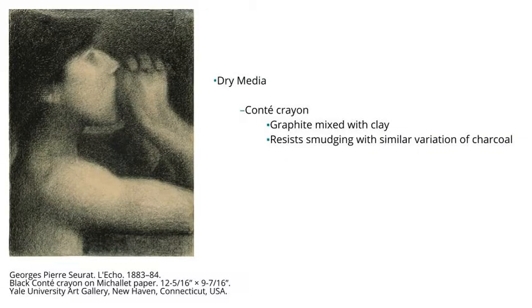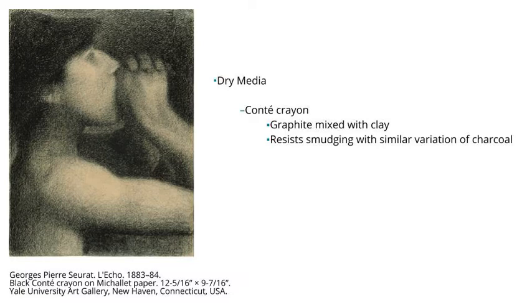Now looking at something that is similar to charcoal, but different. This is Conte crayon. It's basically graphite mixed with clay, and it feels like a smaller, harder piece of charcoal. It resists smudging more so than charcoal does. It's a variation of charcoal, pretty much. But you're able to get away with not using a fixative most of the time.